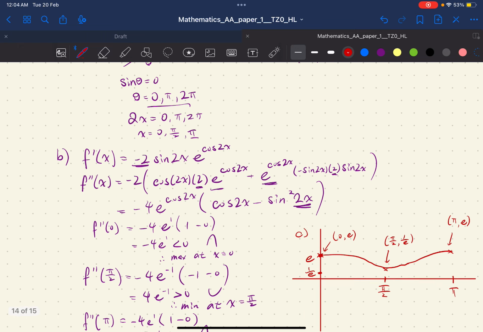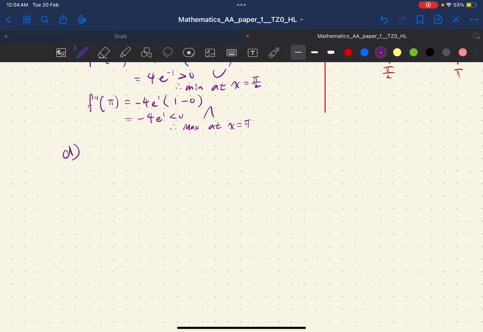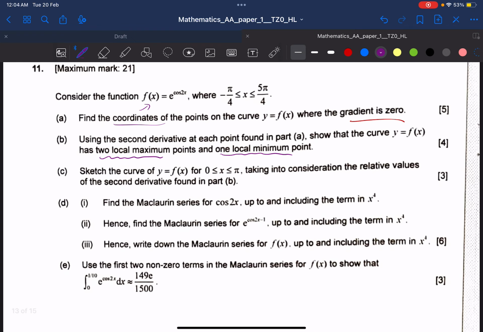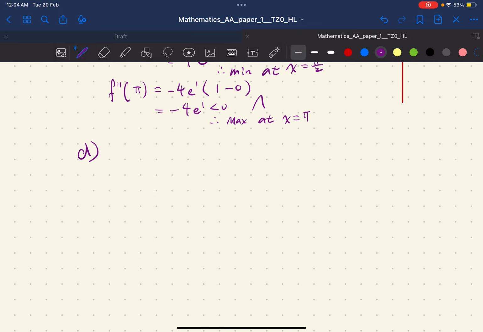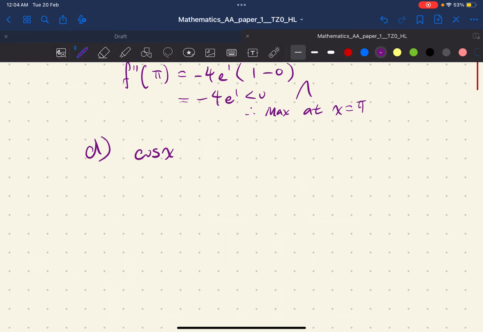Okay, part D. Let's see what happens. We have a Maclaurin series here: find a Maclaurin series for cosine. I'll just look for the formula booklet. Give me a second. According to the AAHL formula booklet, the Maclaurin series for cosine is 1 minus x squared over 2 factorial plus x to the power of 4 over 4 factorial.